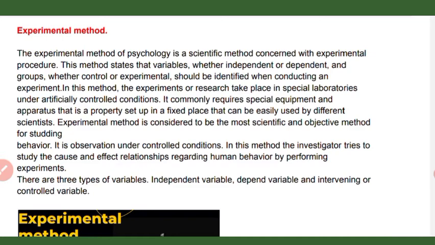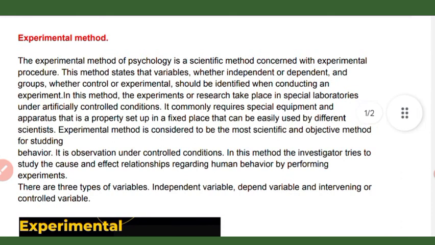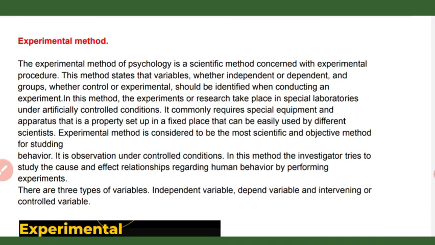Okay, so experimental method basically is a scientific method. It's learning by doing. It's based on learning by doing. Okay, so it can be independent or dependent also, and it could be control or experimental. Whether a control or experimental should be identified when conducting an experiment, and this experiment can take place in laboratories also, under some artificial conditions.